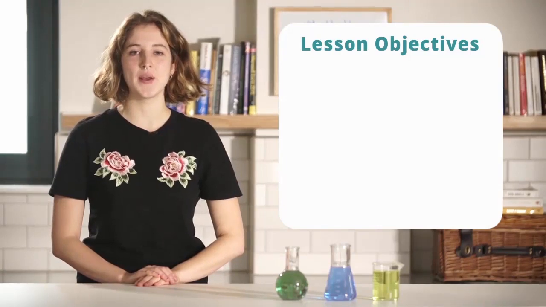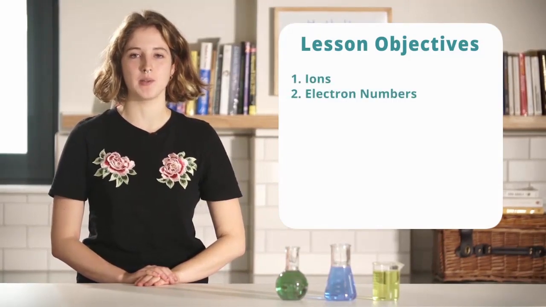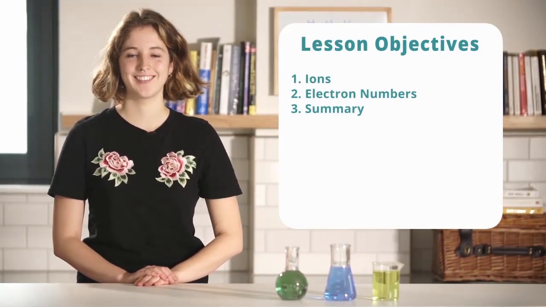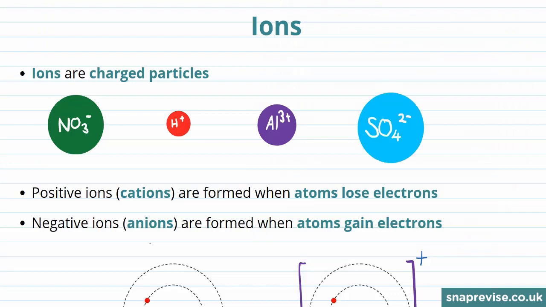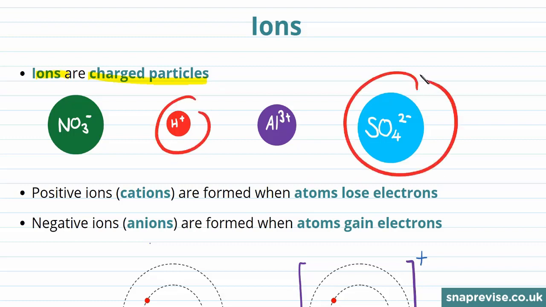Hi guys, this video is going to cover ions and electron numbers, and we'll finish off with a summary. So let's start with the definition, which is that ions are charged particles. Ions can be single atoms or groups of atoms, and can have a positive or negative charge.